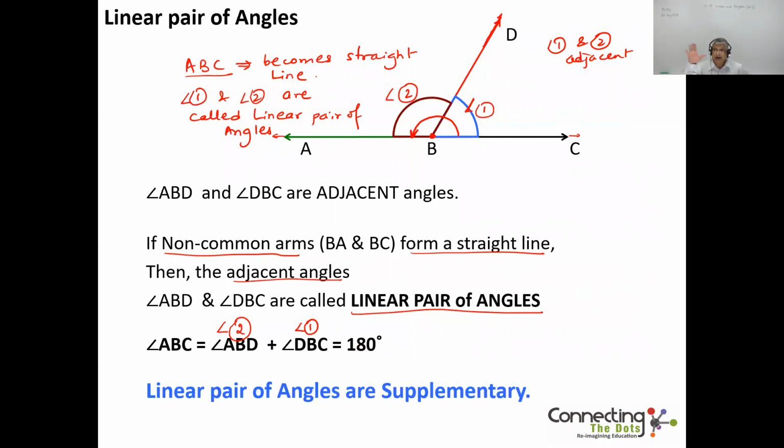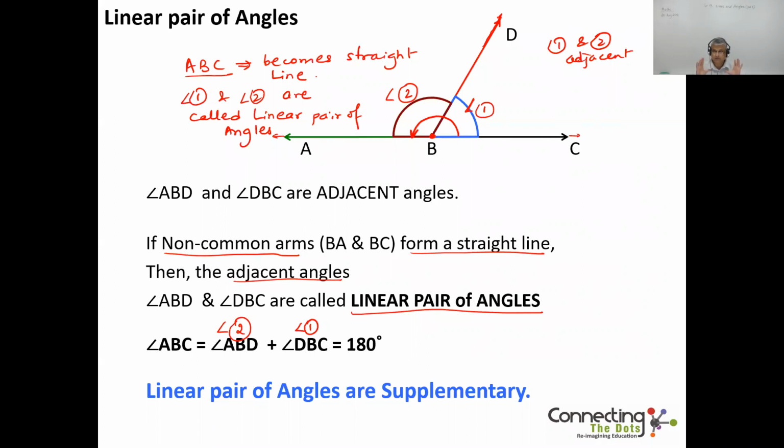So a pair of adjacent angles will become a linear pair only if they add up to 180 degrees. Okay? And you know, any pair of angles which add up to 180 degrees are also called supplementary. So linear pair of angles is also supplementary. Now you understand the connection between all three?